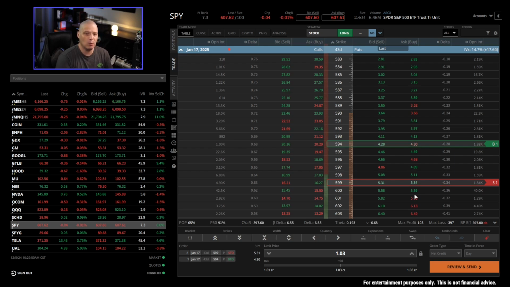I'll sell this $5 wide put credit spread. So in this example here, I sold the 34 delta put. I bought the 28 delta put. It's a $5 wide spread. So it's a small trade, right? We're risking about $400 to make about $100.